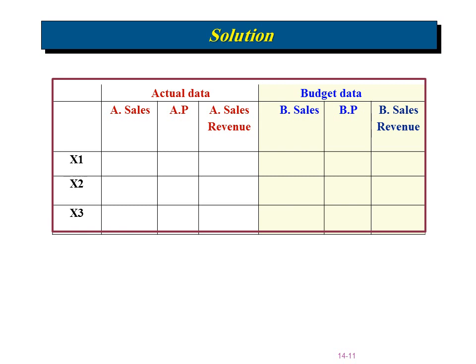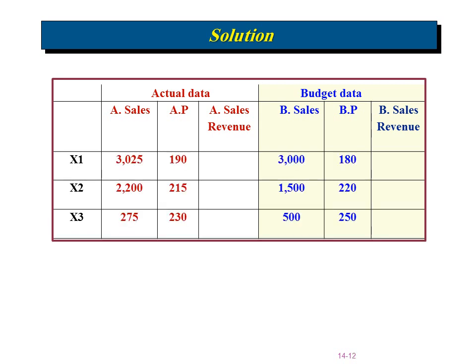For budget also, instead of actual, I will use budget. So budgeted sales, budgeted price, and budgeted sales revenue. Okay? Here I have 3 kinds of products, X1, X2, and X3. If I go back to my problem, I have actual sales and actual price, and also budgeted sales and budgeted price. This is my given information.